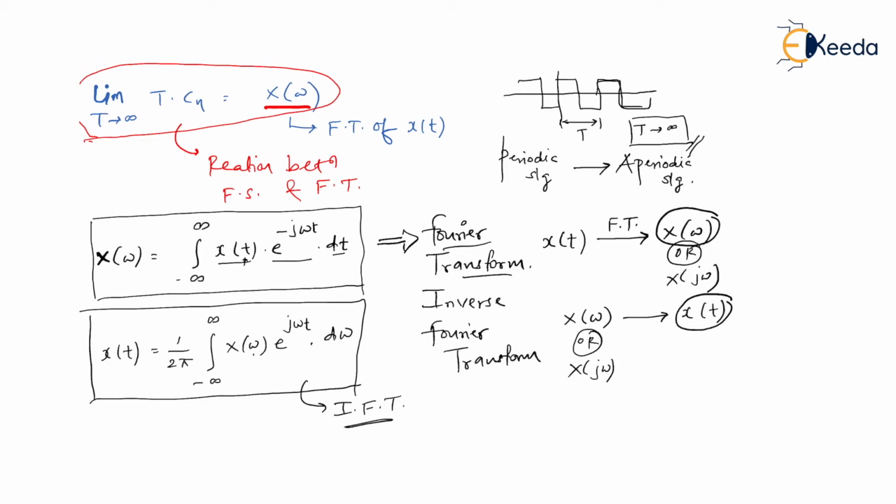Now, we will see what is the condition or what is the constraint on x of t so that its Fourier transform is possible. Even though we know that it has to be specifically an aperiodic signal for a Fourier transform to be possible, there are extra constraints on x of t. If they are satisfied, then we can say that a Fourier transform does exist for a given signal. So let us understand that criteria. Understanding that criteria is very, very important.